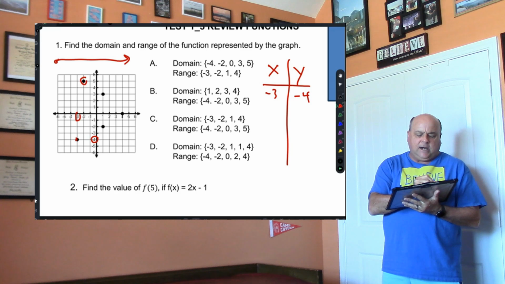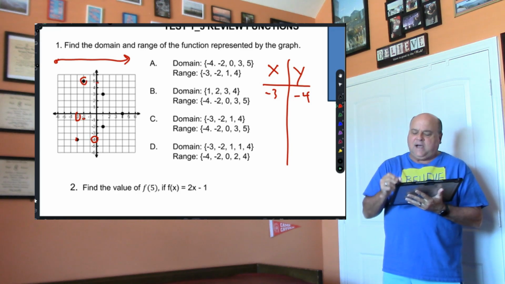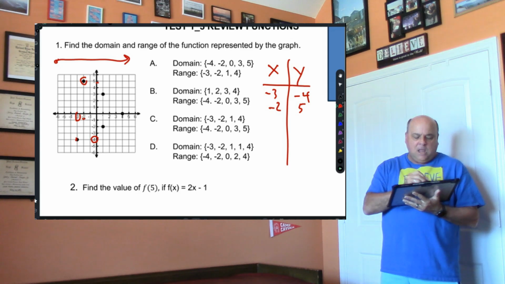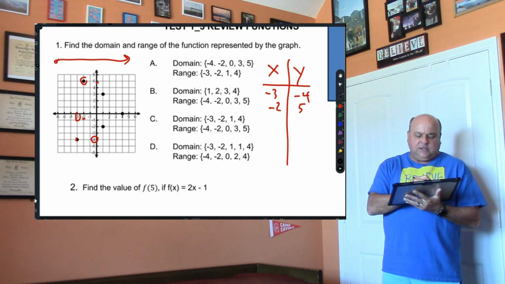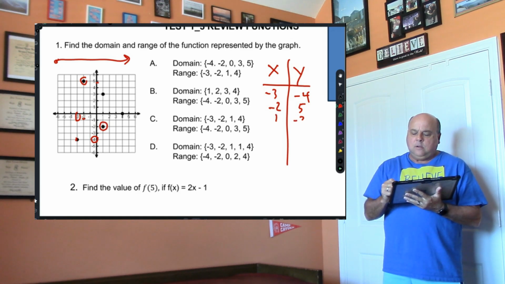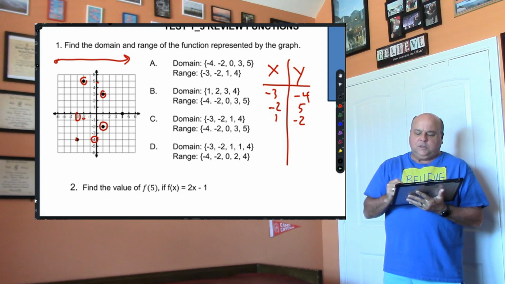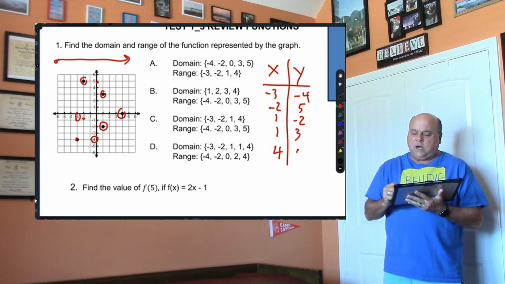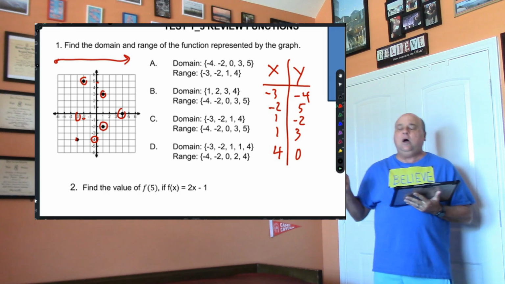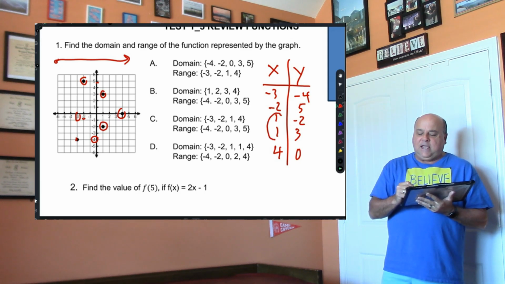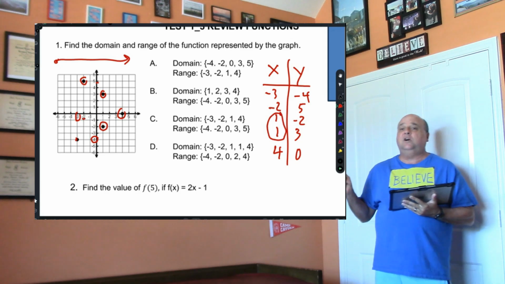That's why I'm doing this. The next dot's right here. It's at -2 and 5. So -2 and 5 is that ordered pair. The next dot left to right is, let's just do this one, okay, it's going to be at 1, -2. And then we have this one, which is at 1, 3. And then we have this one, which is at 4, 0. So I have all my ordered pairs. Notice that this x repeats. This would not be a function.